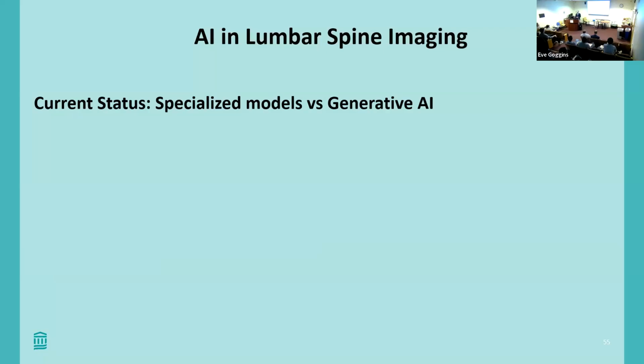So basically, specialized models means that someone takes the time to train a model. And there's been a lot of these made for the lumbar spine. So for instance, you can train a model to do the stuff we talked about. You can train it to grade the discs. You can train it to grade the degree of spinal stenosis, the degree of foraminal stenosis. But it's a lot of work to do this training.